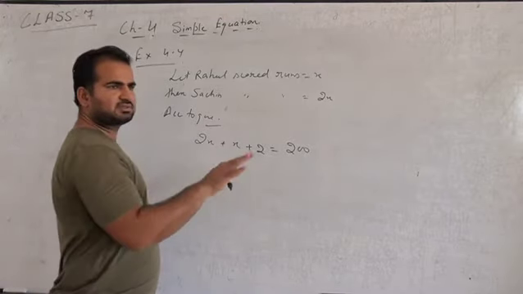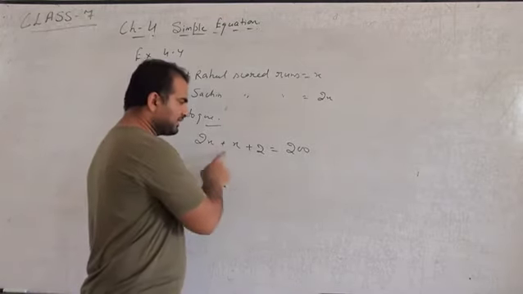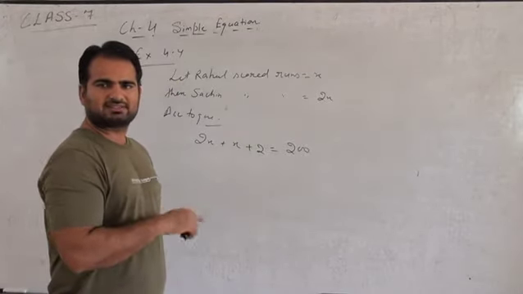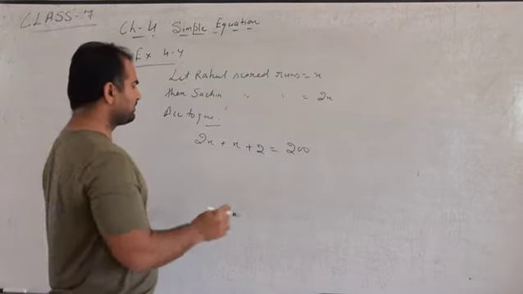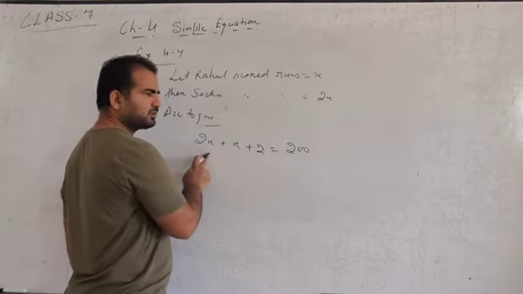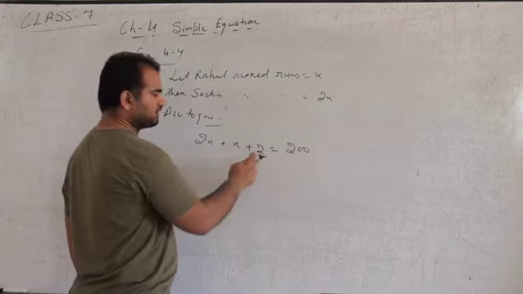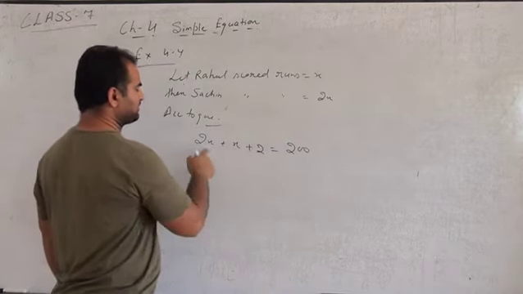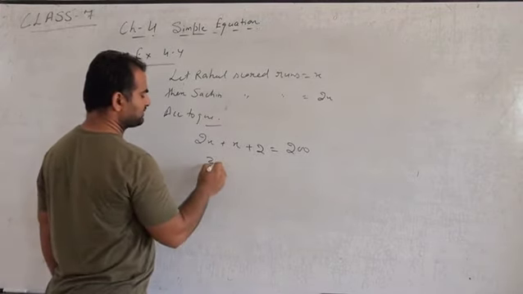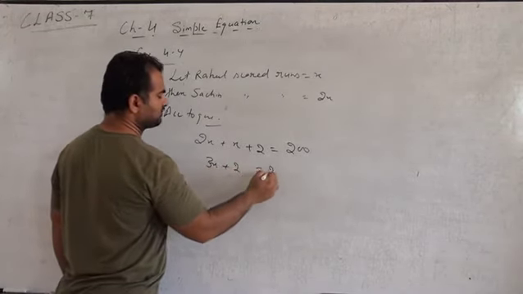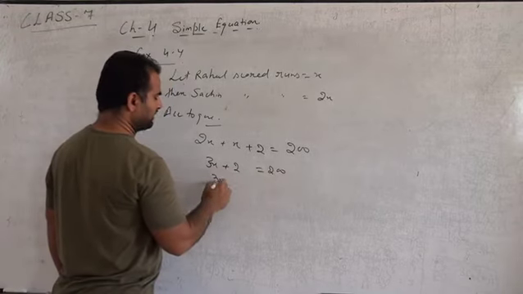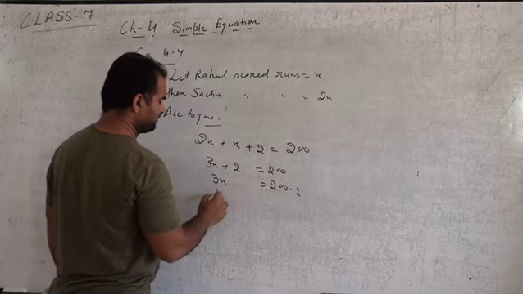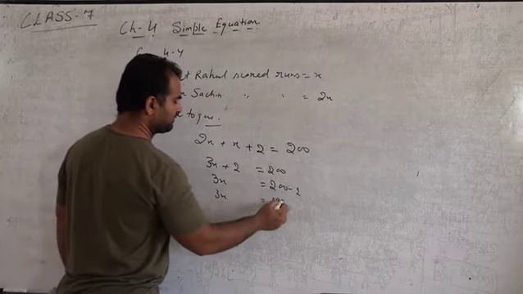Okay. Class, what we have to do is we must have the same LHS and RHS. Both of these runs are 2 short of 200. So I have added 2 there, to make it 200. So the equation will be 2x plus x equals 3x plus 2 equals 200. So 3x equals 200 minus 2. 3x is equal to 198.